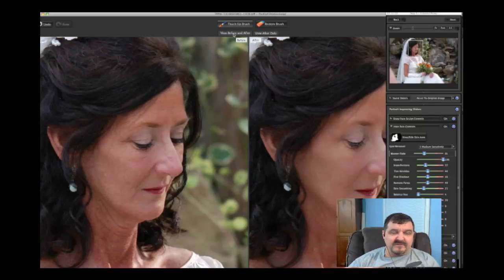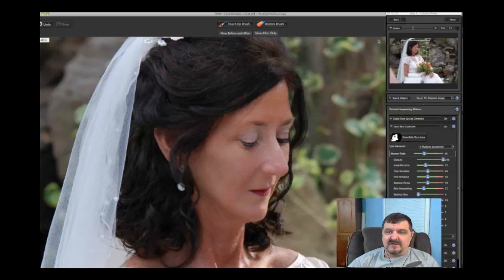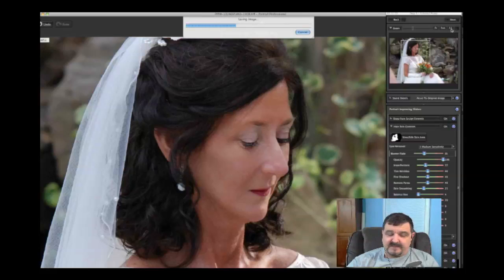There is your before and after picture. Okay, you've seen this before here, Portrait Professional. Let's go back to after only. Now what we'll do is we're going to take this right back into Photoshop Elements by clicking Next, hitting Save and Return. Return back.